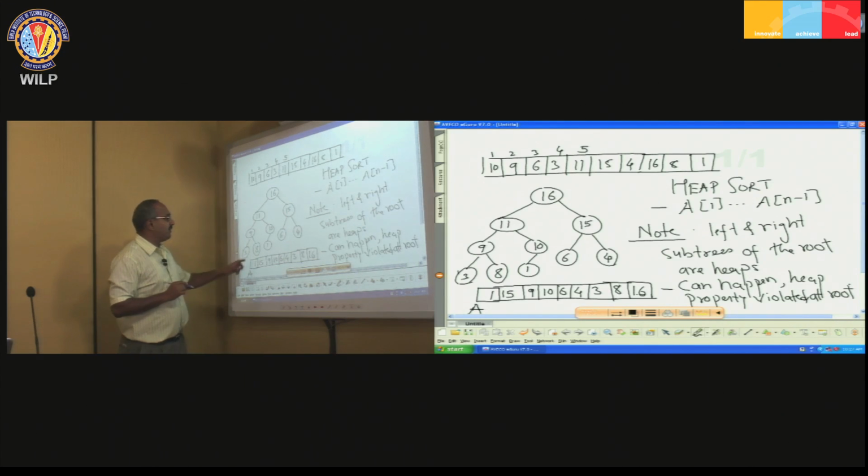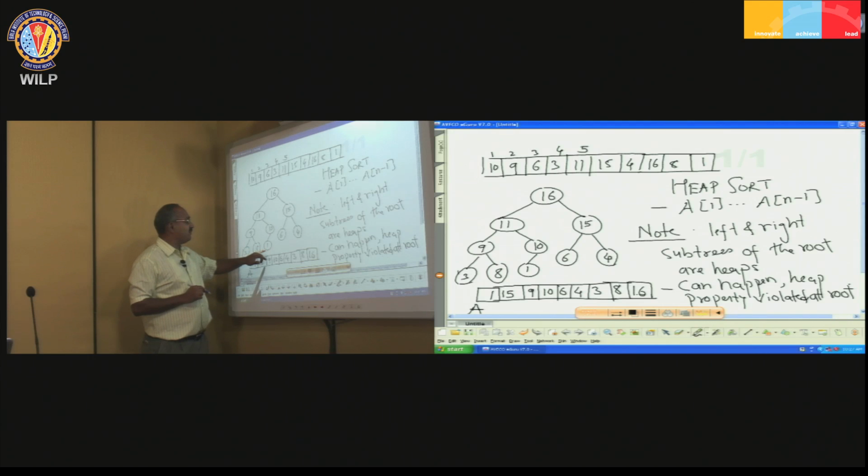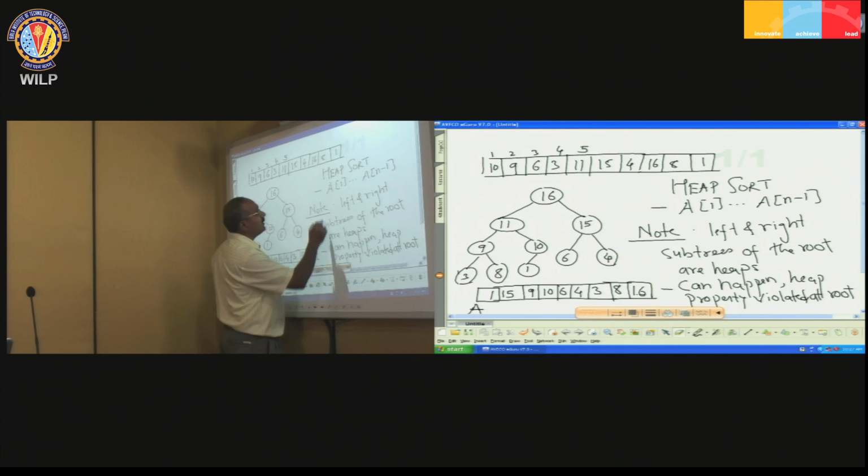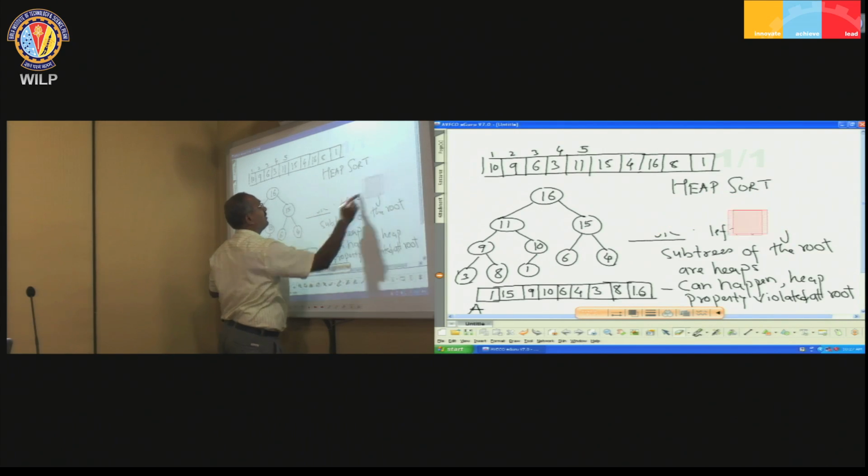Correct. So, let me illustrate this point. What we are saying is, once we do this sorting, A_N was swapped with A_1, so this 1 has gone here now. Let me illustrate this point: the left and right subtrees of the root are heaps. The only place where the heap property is violated is going to be at the root of the tree.